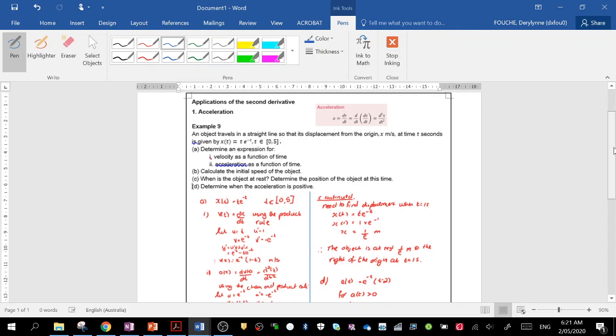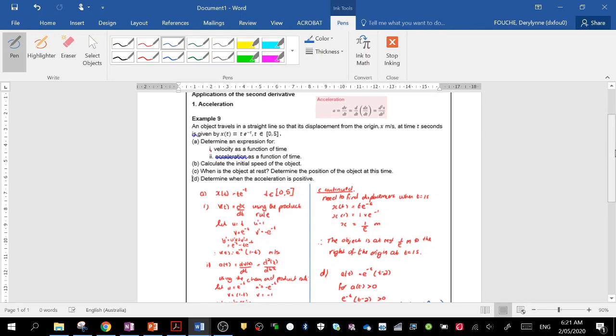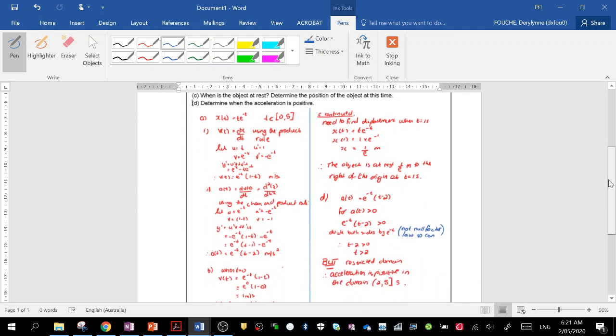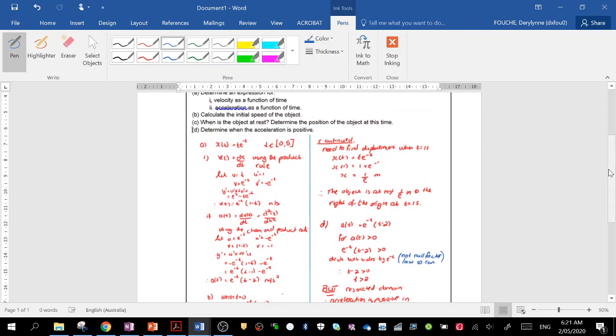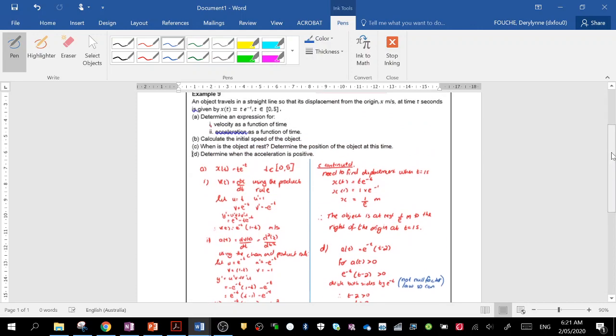I guess the first part of the question was saying find the velocity and find the acceleration. So they're asking you to find the first and second derivative of the displacement. You're going to be using your product rule, you're going to be using your chain rule. Pretty much things we've done before. Finding the initial speed of the object.